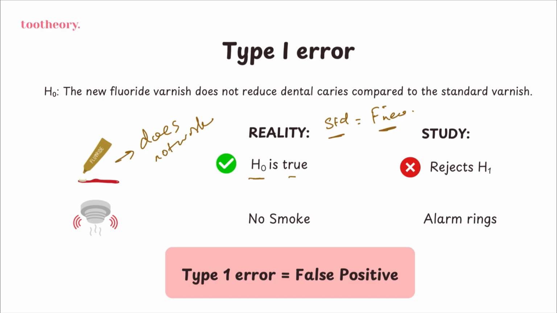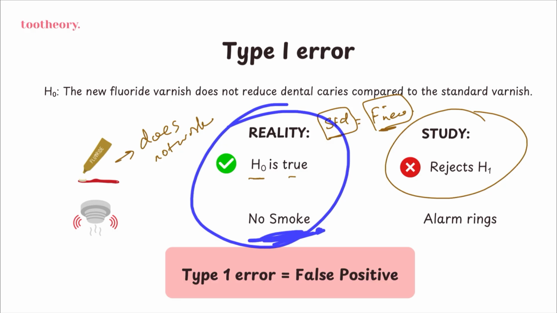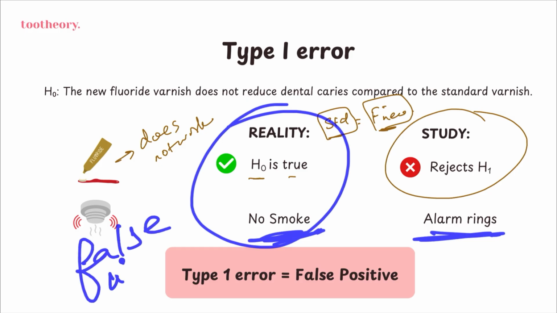So if our study says that there is a difference, then our study is actually making a mistake, because in reality there is no difference between the standard and the new one, but our study says there is. So let's look at this with the help of a very common example, right? For example, in your house there is a smoke detector and there is no smoke. In reality, there is no smoke in your house, but suddenly the alarm starts ringing. So we can say that this is a false alarm situation, right?